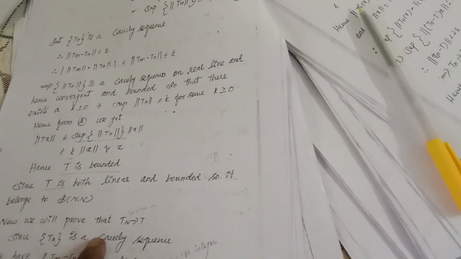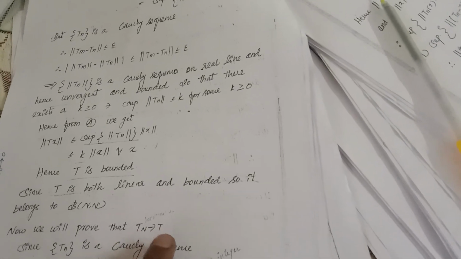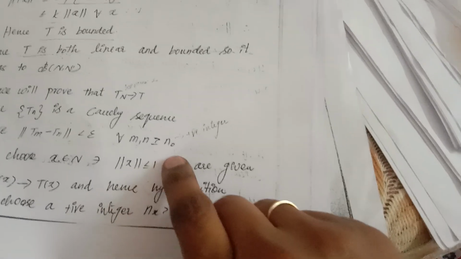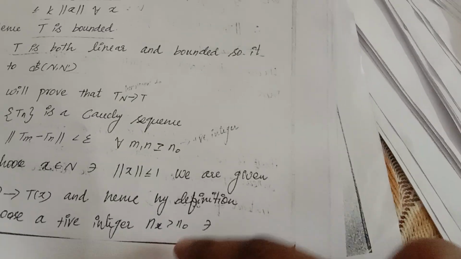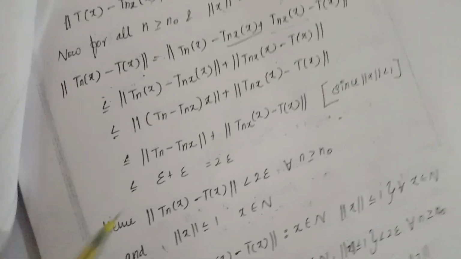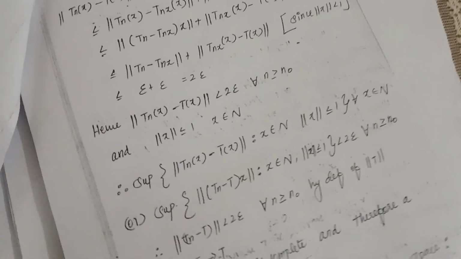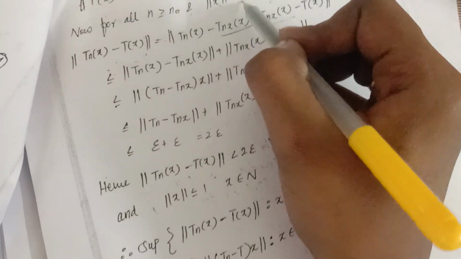Now we have to prove that Tn converges to T. Tn is a Cauchy sequence, so we know that norm of Tm minus Tn is less than epsilon for m, n greater than or equal to n0, for x belonging to N with norm of x less than 1. Since Tn(x) converges to T(x), by the definition there exists a positive integer nx greater than or equal to n0 such that norm of T(x) minus Tnx(x) is less than epsilon for n greater than n0, norm of x less than 1.